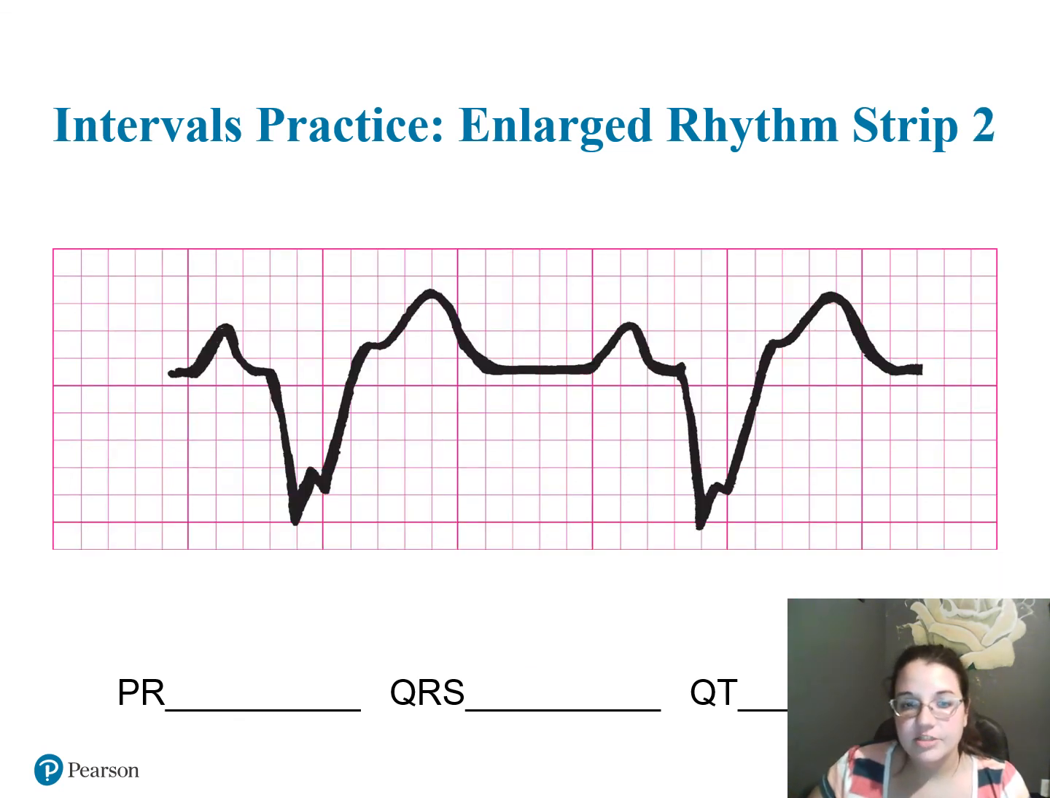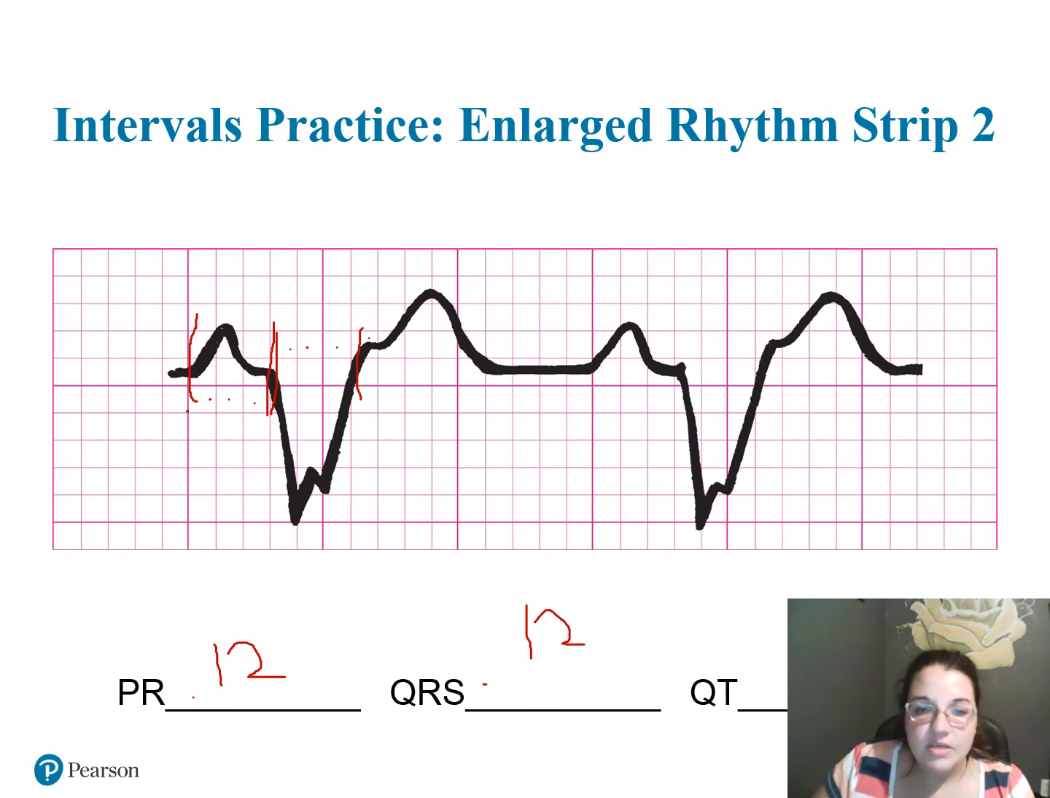Okay, so let's do the second practice. The PR is the beginning of the P wave to the beginning of the QRS. I've got 3 boxes. 3 times 4 is 12. QRS is the beginning of the QRS to the end of that QRS. 1, 2, 3.5, I would say. Again, so that would be 0.12.